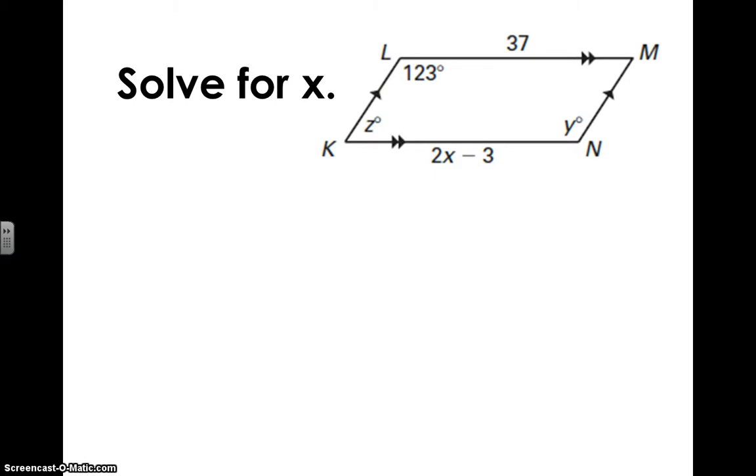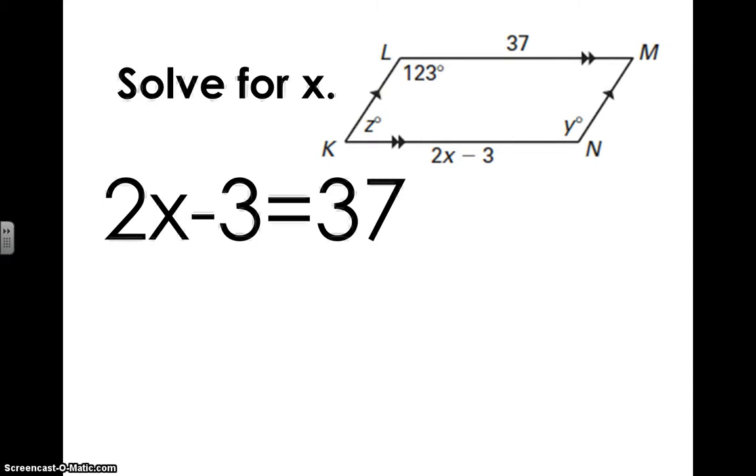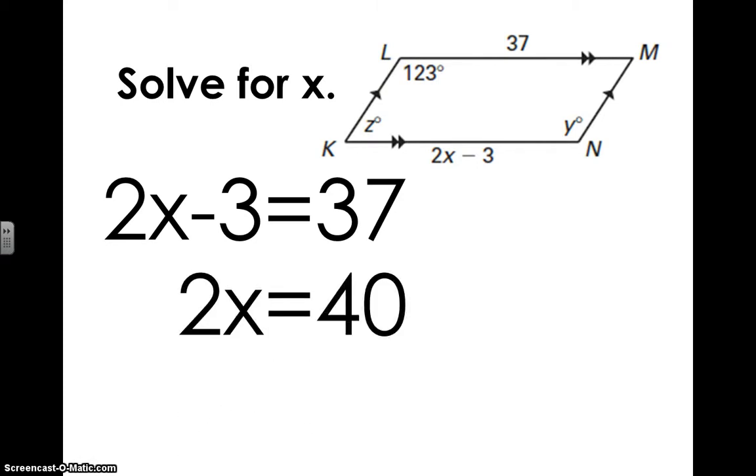In this one, I believe we did this one in class as well. You're trying to solve for x, so 2x minus 3 is KN, and it is the same size as LM, which is 37. So you write the equation 2x minus 3 equals 37. If I add 3 to both sides, I have 2x equals 40, and then I divide both sides by 2, I will get x equals 20. And remember, you are able to put that equation into your calculator, and it will also give you x equals 20.